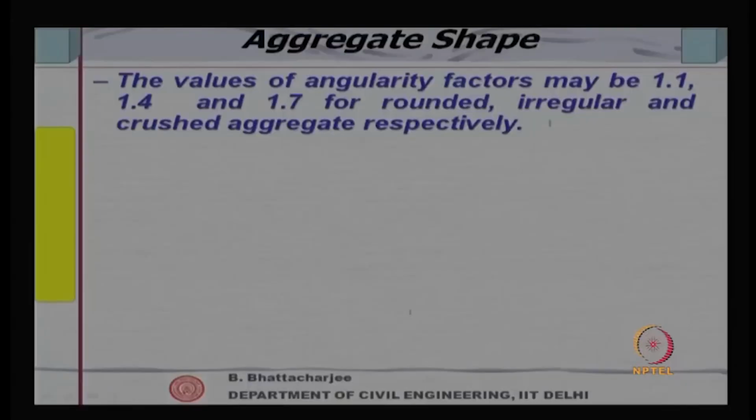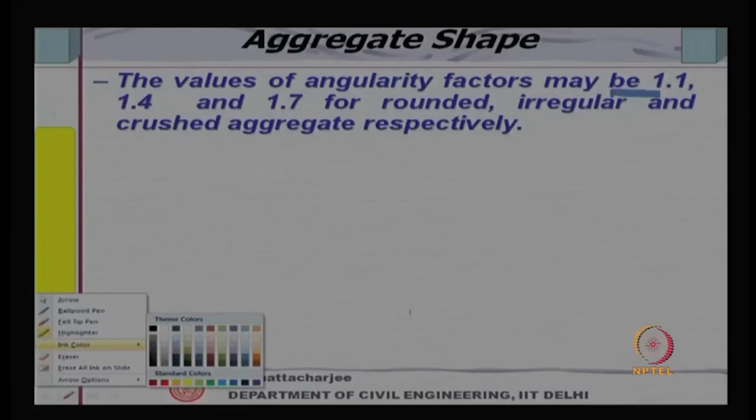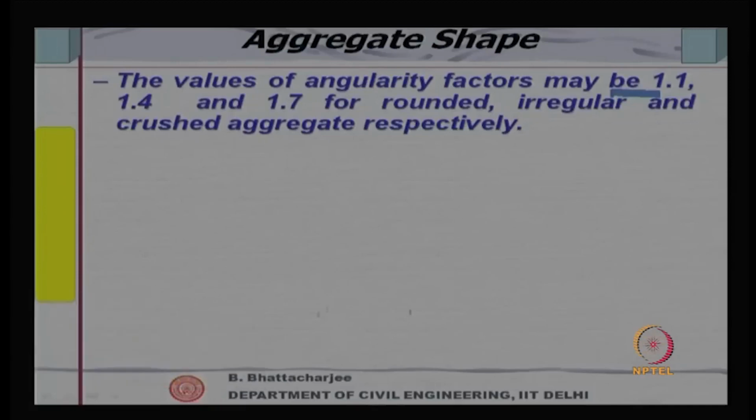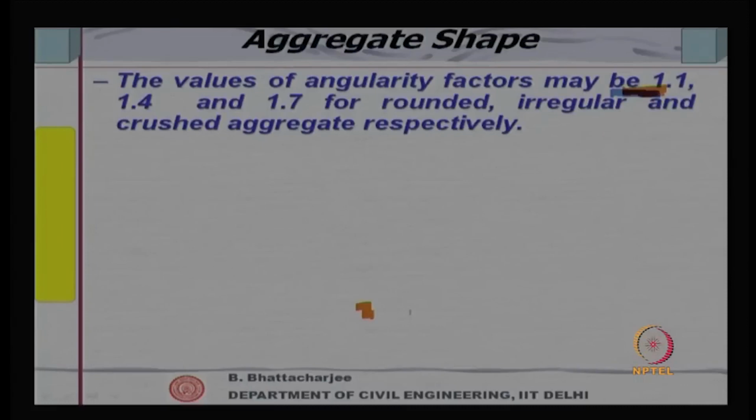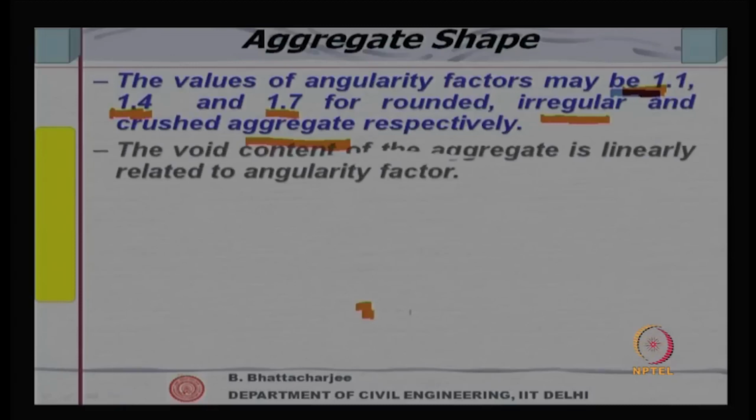The values of angularity factor may be 1.1 for rounded aggregate, 1.4 for irregular, and for crushed aggregate it is 1.7.